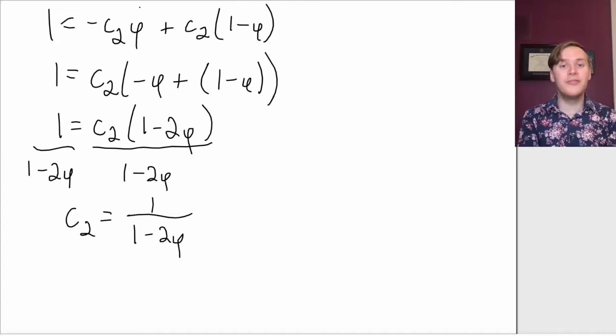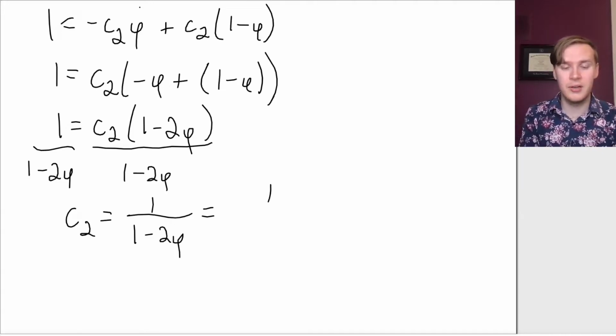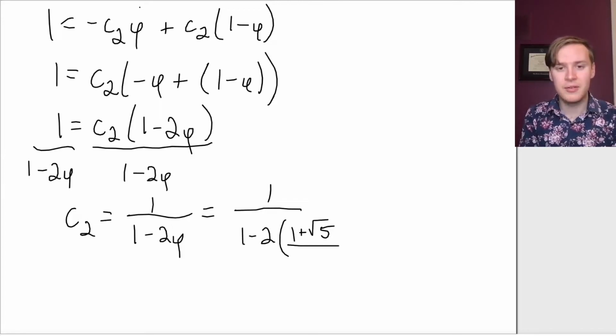Now, what was phi in the first place? Phi is the golden ratio, which is 1 plus square root of 5 over 2. So it's 1 over 1 minus 2 times 1 plus the square root of 5 over 2.